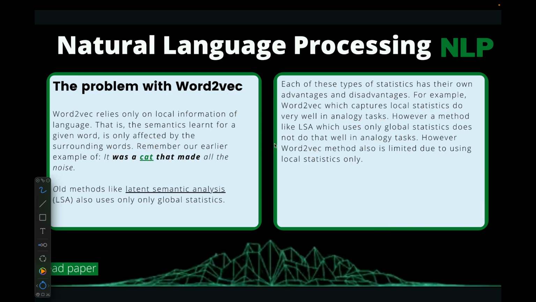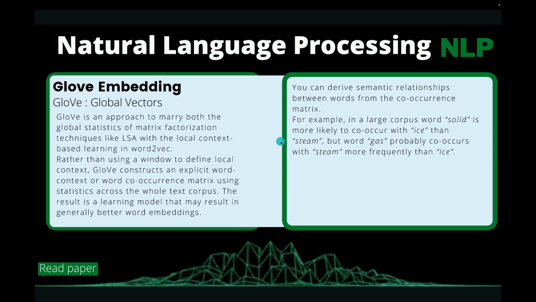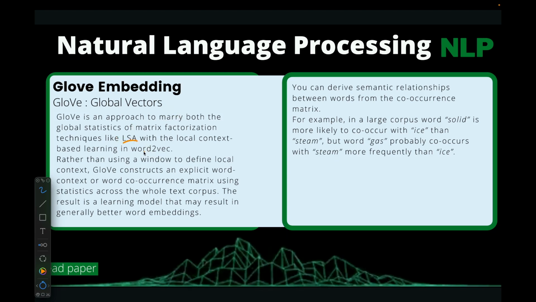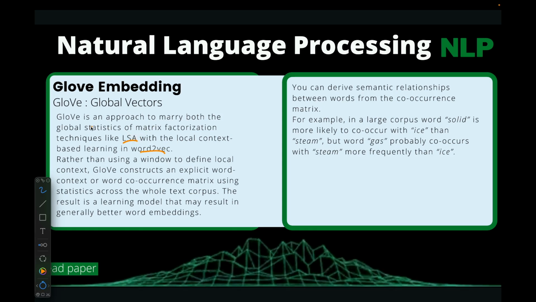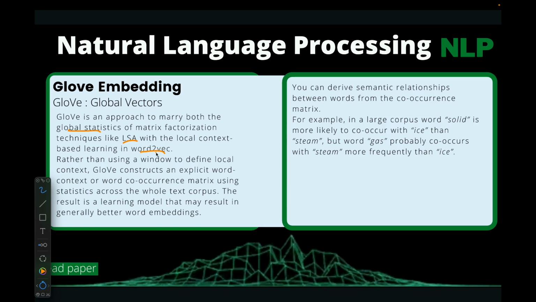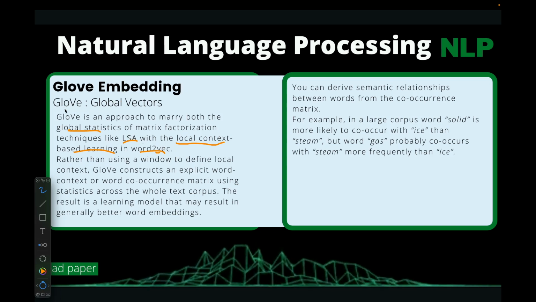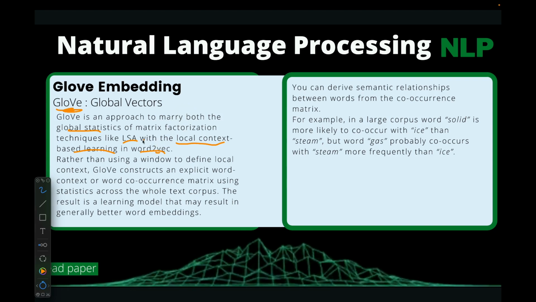Now, the solution here is GloVe. The solution here is the GloVe embeddings. What GloVe actually does is that it approaches these two. It actually takes into consideration the techniques that LSA and Word2Vec use. Remember, LSA will use global statistics, whilst Word2Vec will use local contextual based learning, or local statistics. So this GloVe tries to be the intersection of them, taking all of them into consideration.